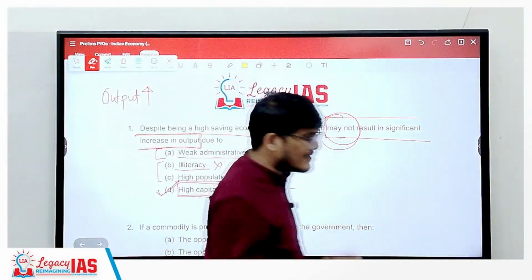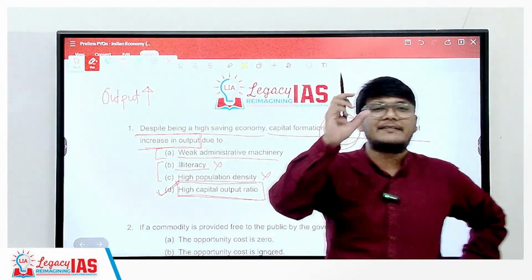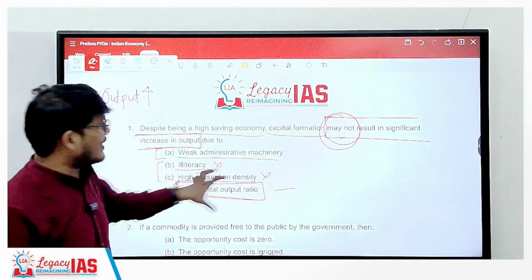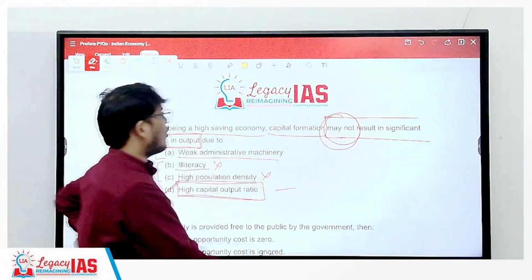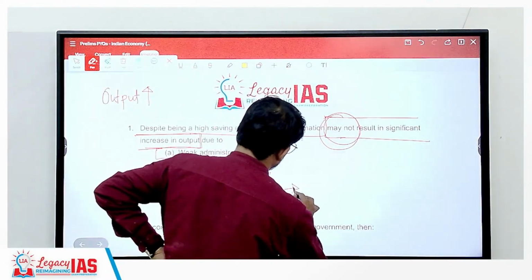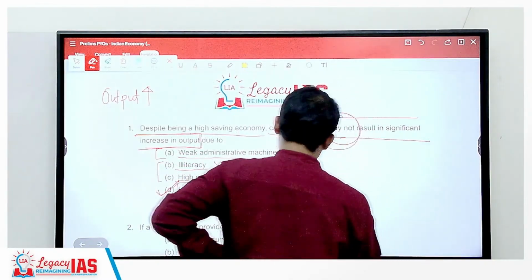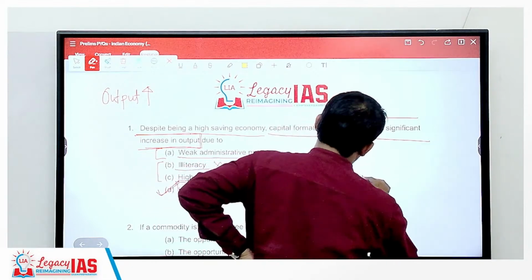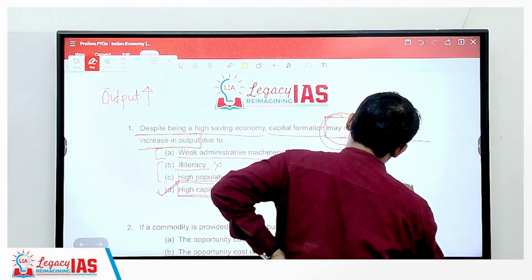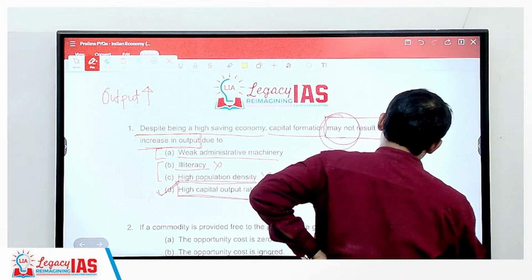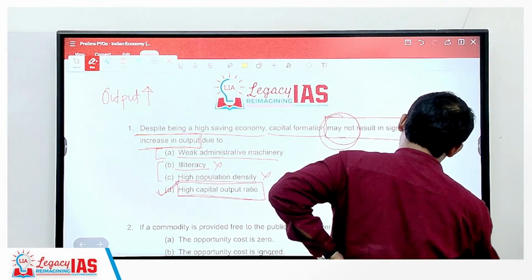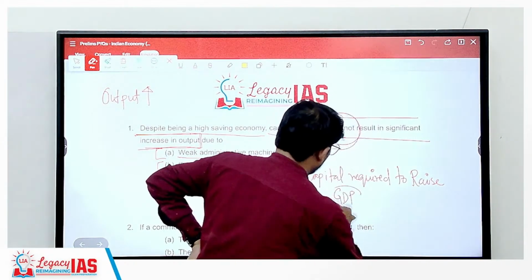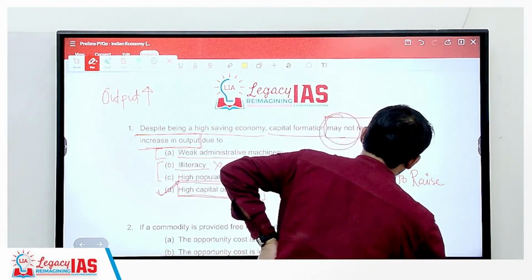Why? It's very simple, because it is an objective definition only of the increase in output. So what is capital output ratio? Capital output ratio is the capital required to raise GDP. What is GDP? GDP is nothing but output.